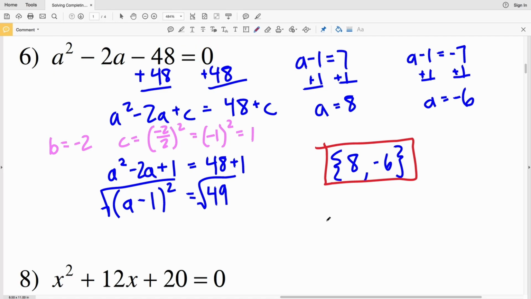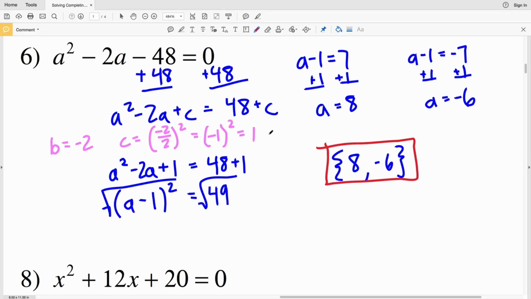That's what it means to solve. We're solving for the variable value that will make this equation true. Let's continue on to number 7.